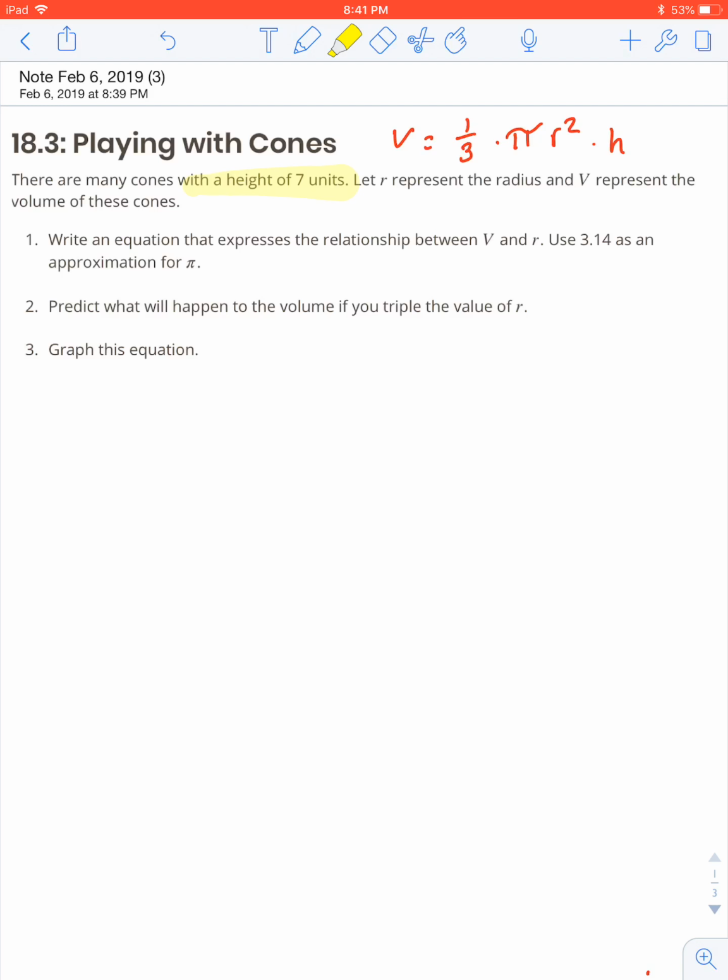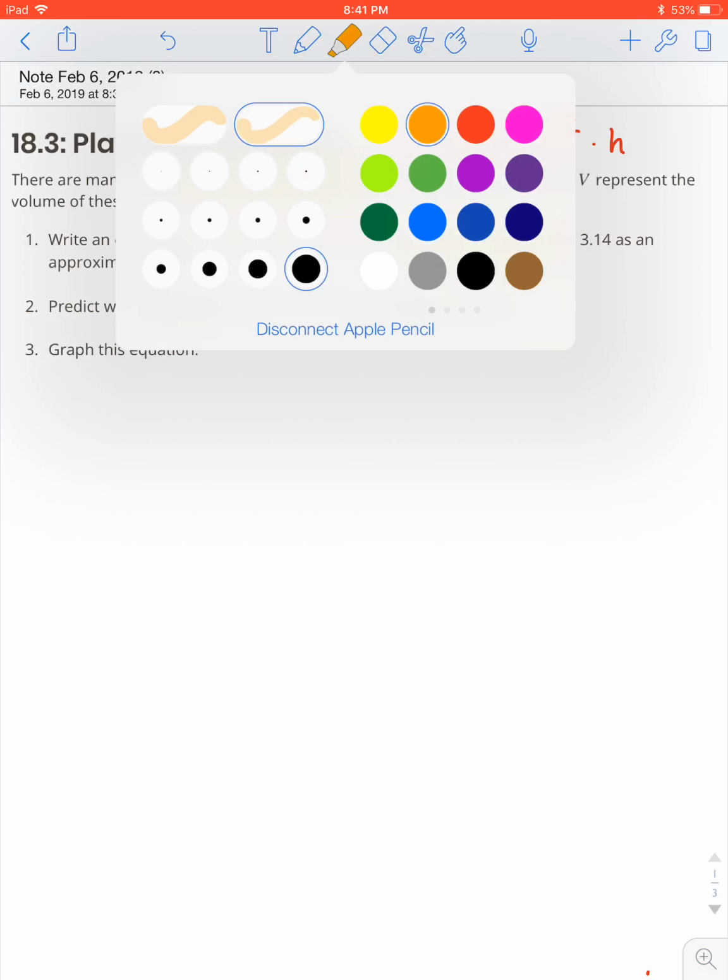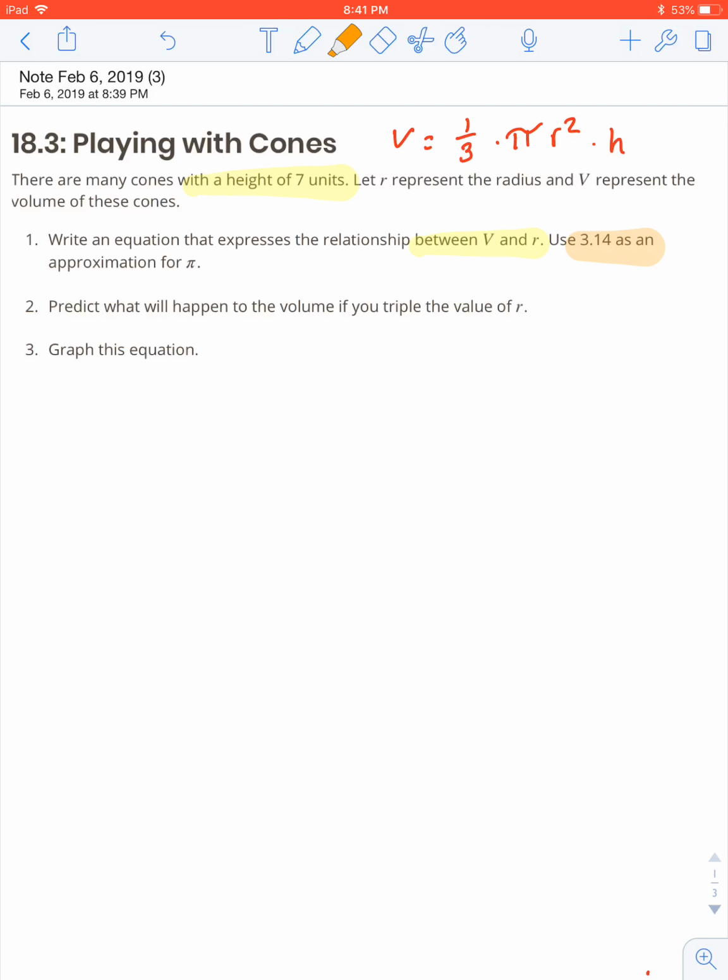Okay? So the first question that we have to do is write an equation that expresses the relationship between volume V and R, and they want us to use 3.14 as an approximation for pi, okay? So what we're going to do is we're going to write out the information that we know, okay?